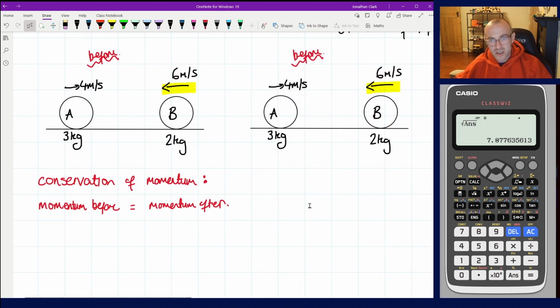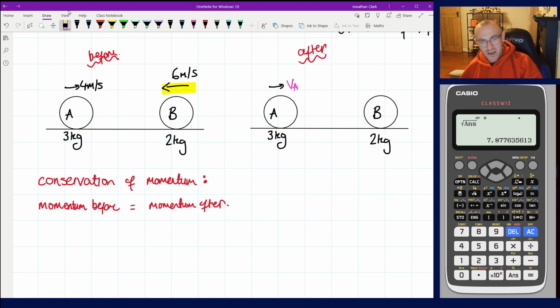And afterwards, I don't know what's going to happen. I have no idea. But I know the speed of A will be VA, whatever that is. And the speed of B is going to be VB. Now, I don't know whether this object is going to be going to the left or the right. But for ease of calculation, I'm going to assume it's going to the right. And we'll just see how that all turns out, I suppose.